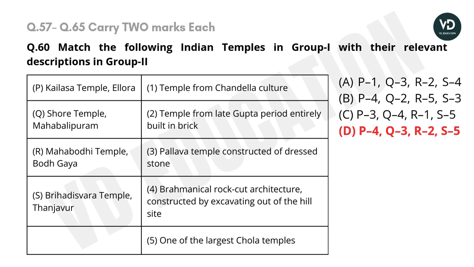second, temple from the late Gupta period entirely built in brick, third, Pallava temple constructed of dressed stone, fourth, Brahmanical rock cut architecture constructed by excavating out of the hillside, fifth, one of the largest Chola temples. For the answer they have provided 4 options here and D is the correct option.